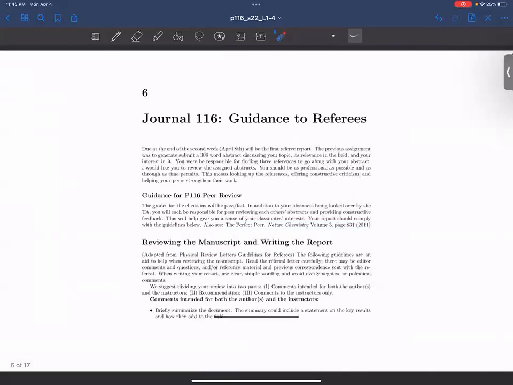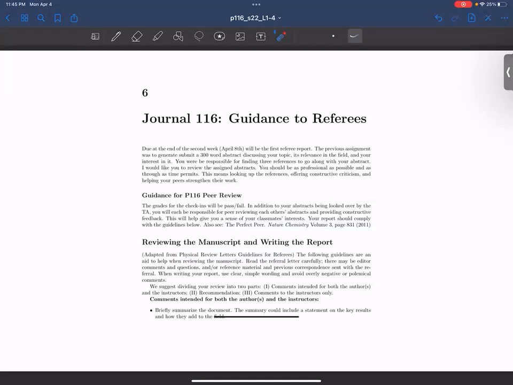I'd be excited to see what you guys think and what feedback you give each other. Us as the teaching staff, me and AJ, will be looking at all of the assignments, all of the submitted abstracts, as well as all the referee reports, and giving guidance to both referees and to writers. So hopefully this is a good test experience for how professional science is conducted.